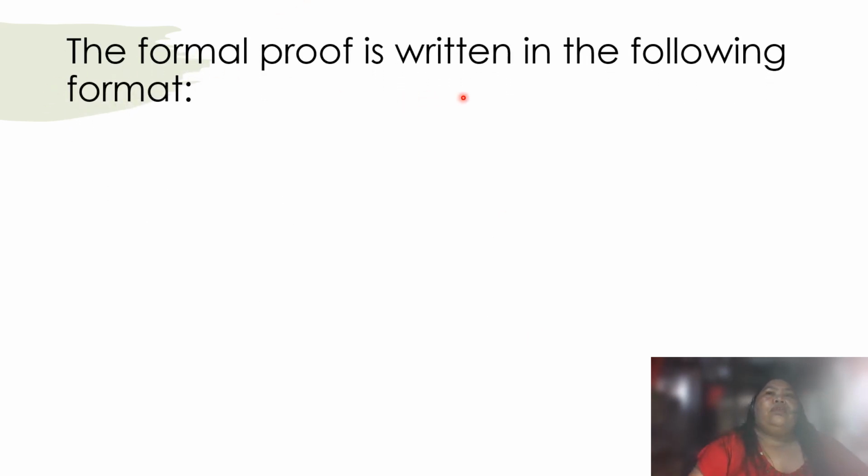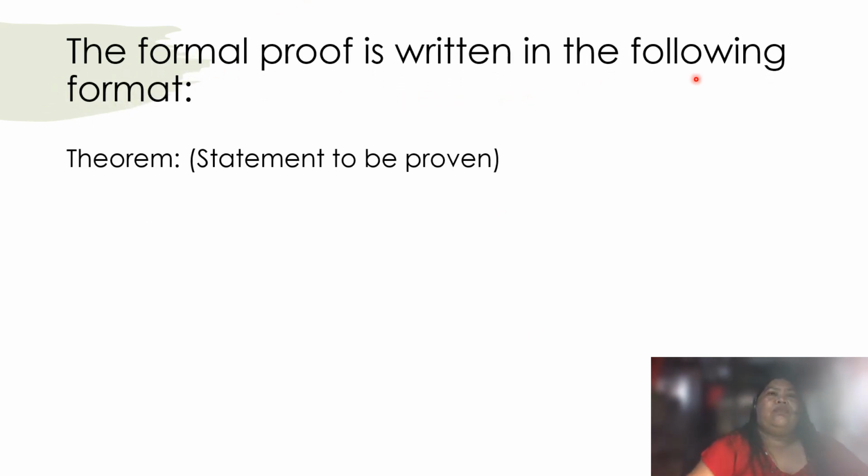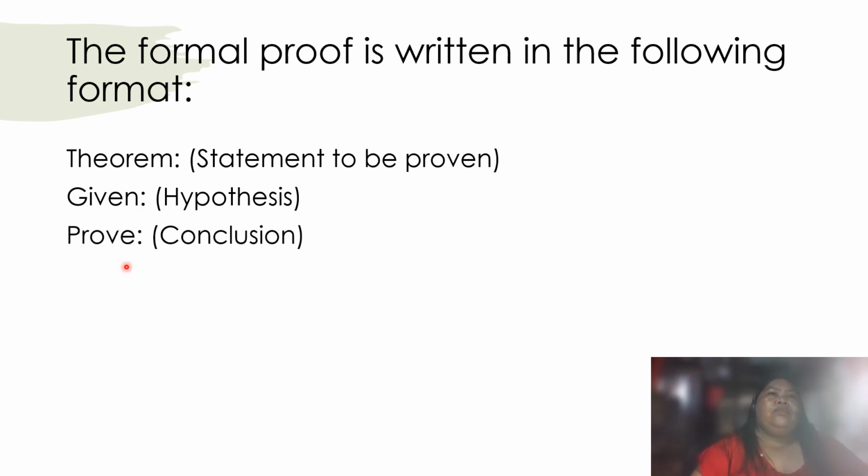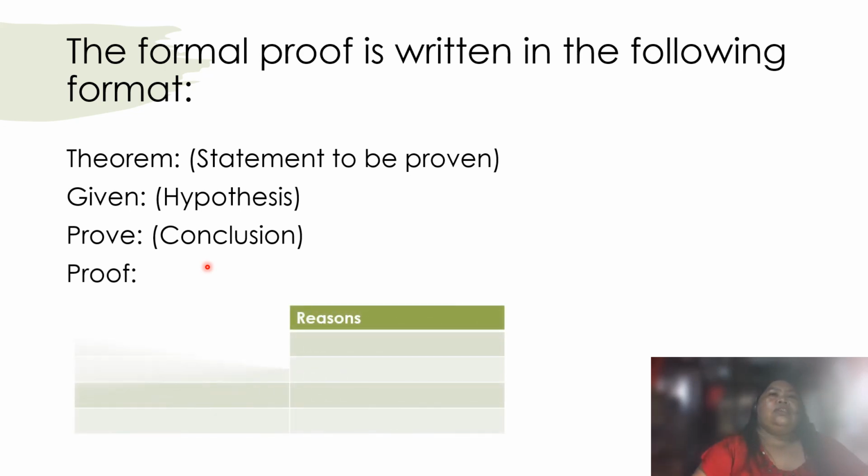Okay, the formal proof is written in the following format. So first we have the theorem or the statement to be proven. Then the given, that is your hypothesis, and prove your conclusion. Okay, and this one, it just looks like this, no? So we have a proof. So in a proof, we have the statements, and the second row is the reasons.